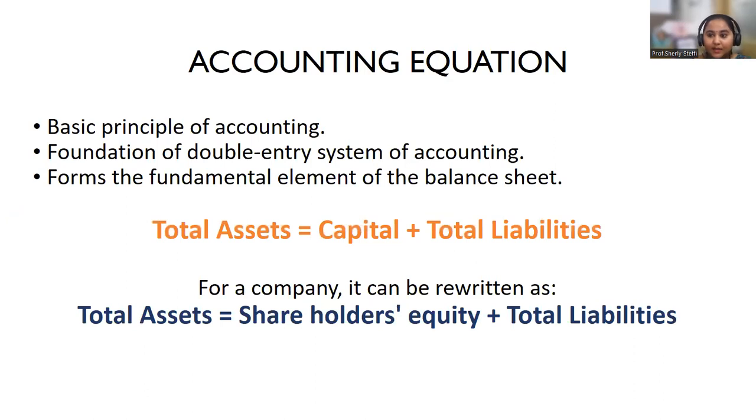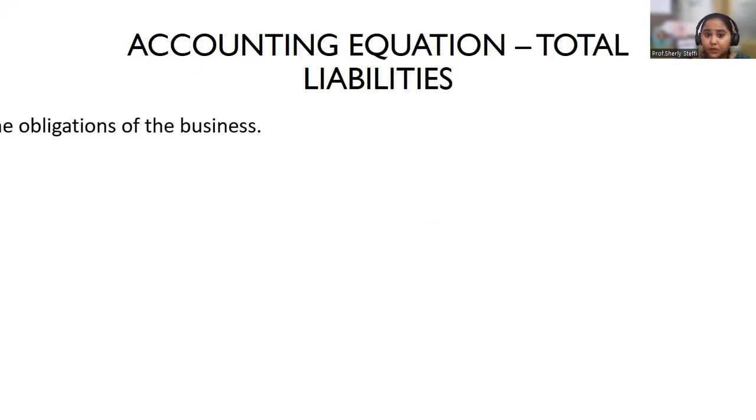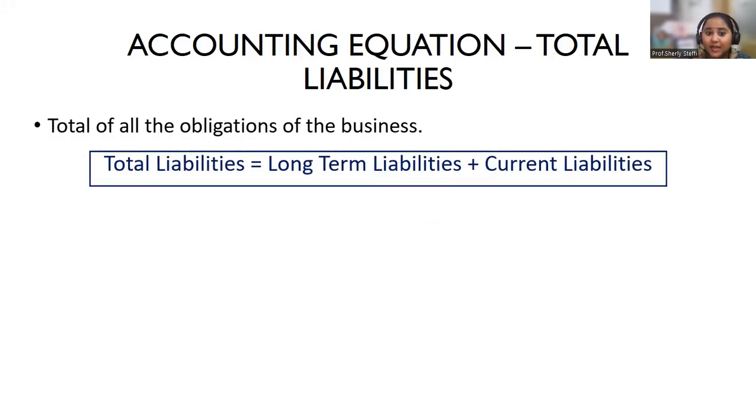Now, in accounting, there is a form of equation. There are basic principles of accounting. There is a foundation of the double entry system. There is an all-time equation, which is all about total assets equal to capital plus the total liabilities. But for a company, total assets is equal to shareholders' equity plus the total liabilities. So these are the accounting equations which you are viewing on the screen. Just have a look.